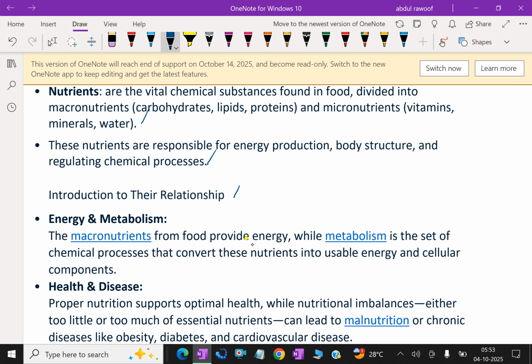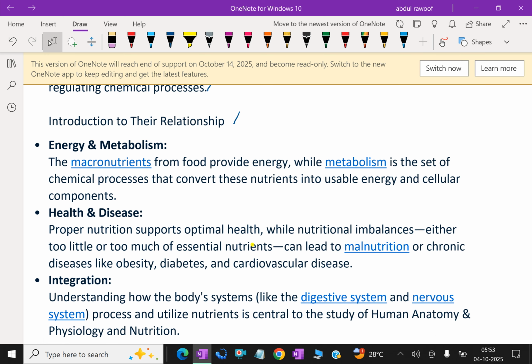Introduction to their relationships. Energy and metabolism. The macronutrients from food provide energy, while metabolism is the set of chemical processes that convert these nutrients into usable energy and cellular components.